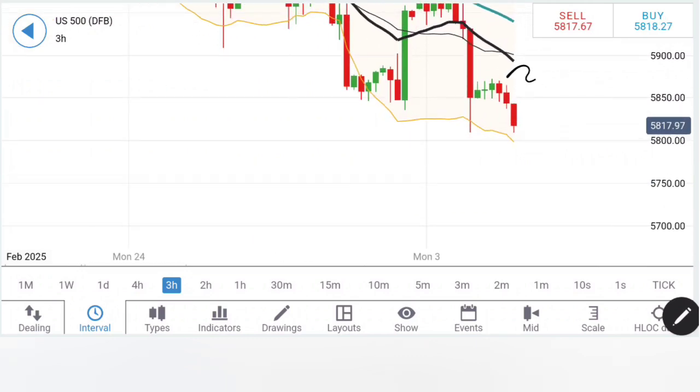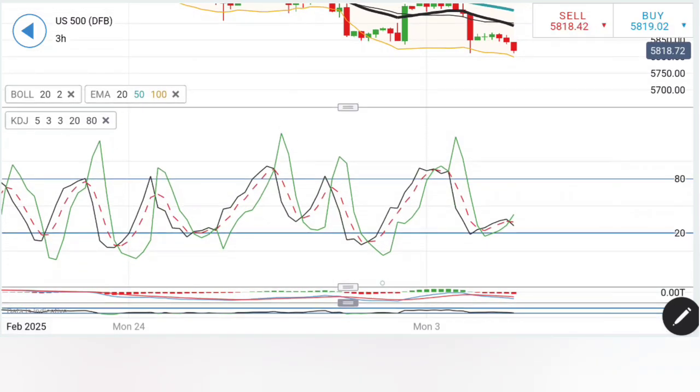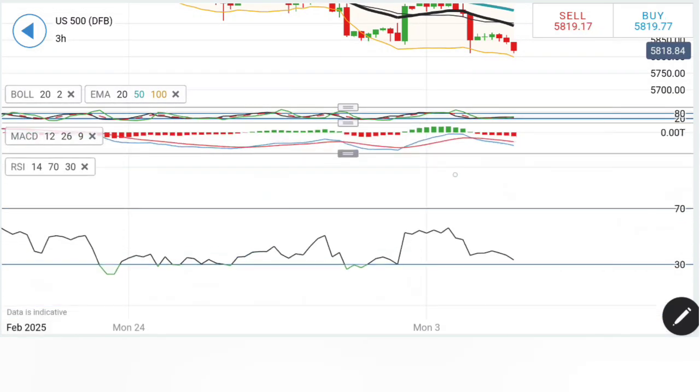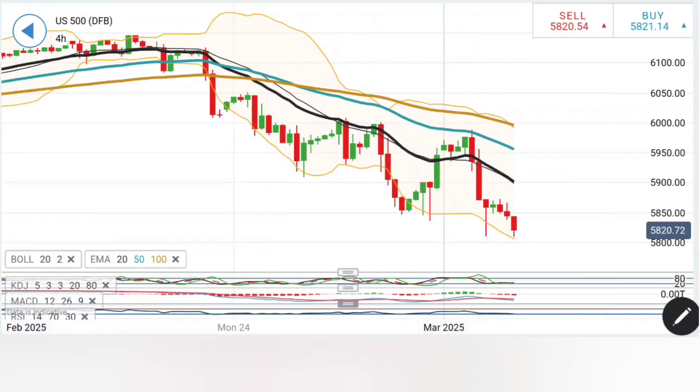On the 3-hour chart, similar observation, increasing bearishness. The only bullishness is above 5870 levels, which appears a difficult target as of now. Stochastic, MACD, RSI all are looking downwards, staying bearish. Coming to the 4-hour chart, similar observation.